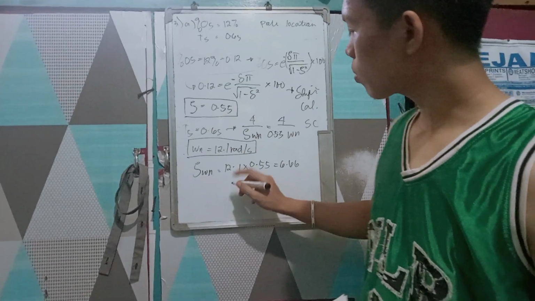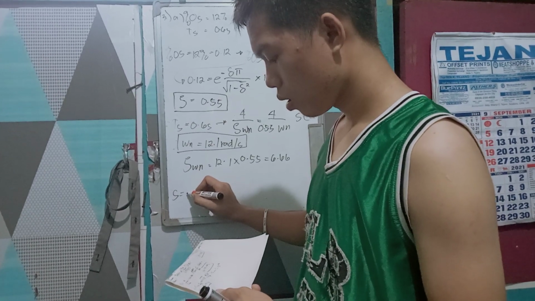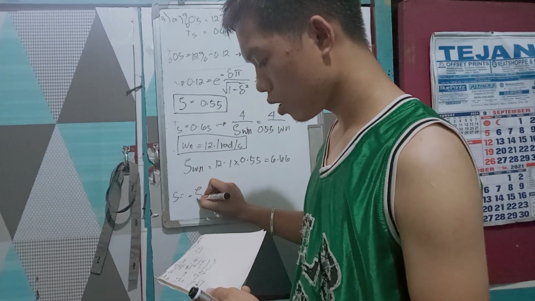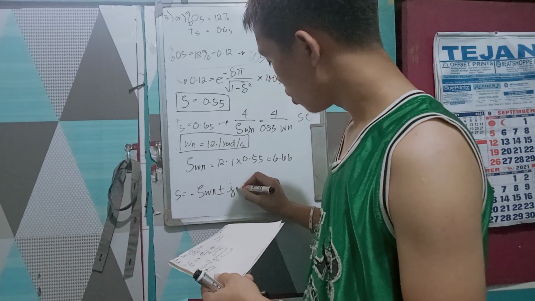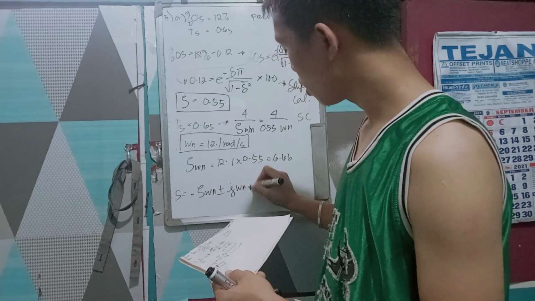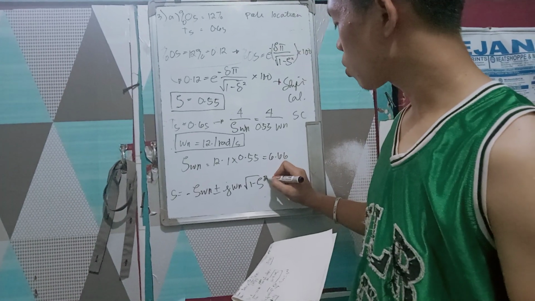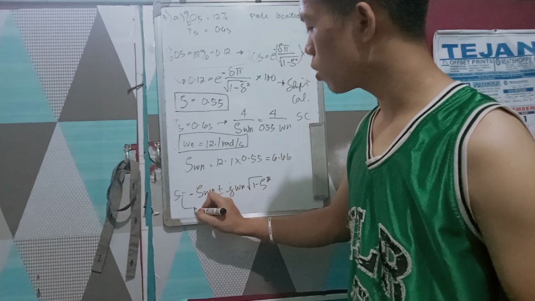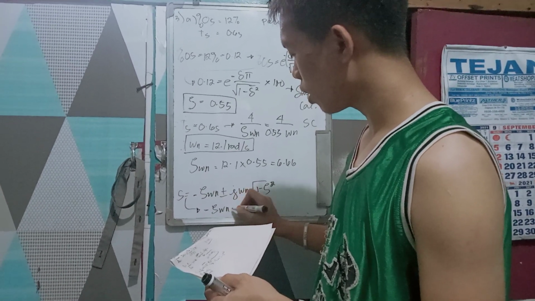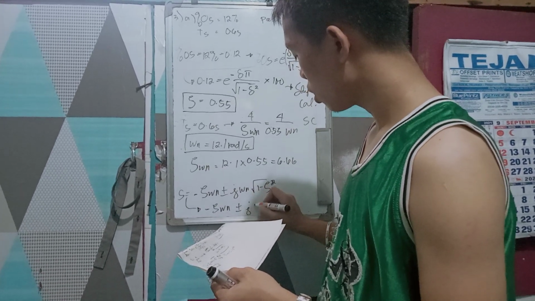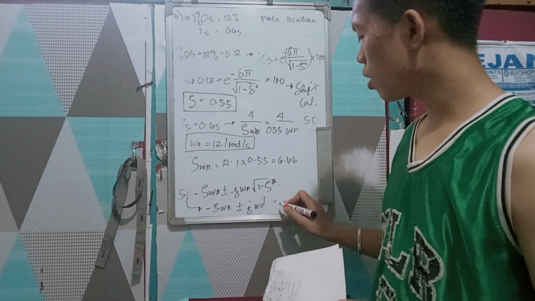So in finding the pole location, we have the formula of negative damping ratio WN plus and minus j WN times square root of 1 minus damping ratio squared. Or in this equation, we can simply write damping ratio WN plus minus j WD. So this equation is just similar.